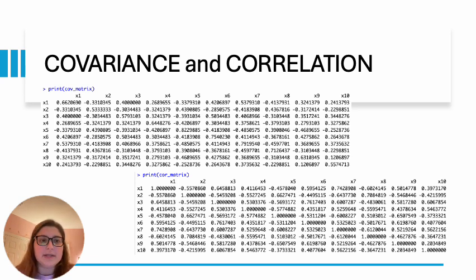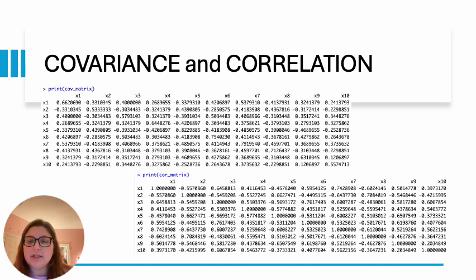So if we look diagonally, for example x1, x1, x2, x2, x3, x3, then we can see the variances of each variable, and then if you look off diagonal, you can see the relationships between the variables together. So like x1 and x2, x2 and x5, for example.